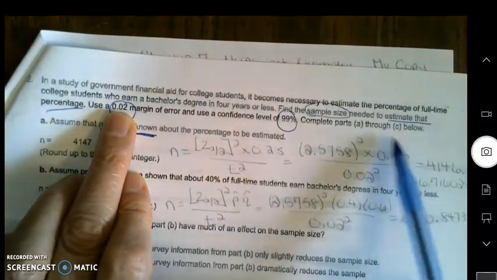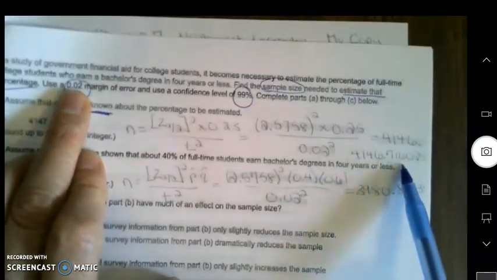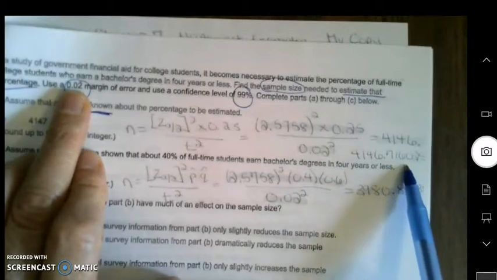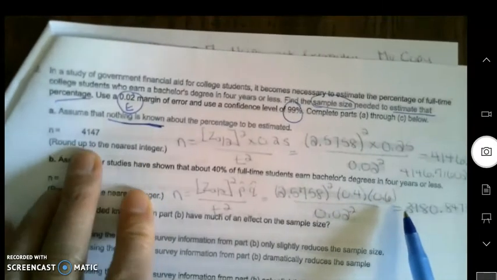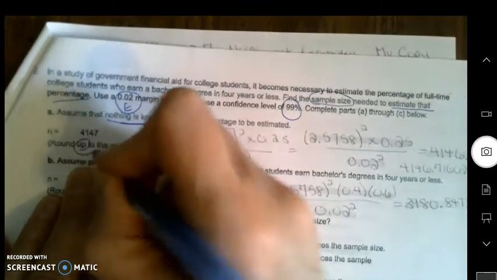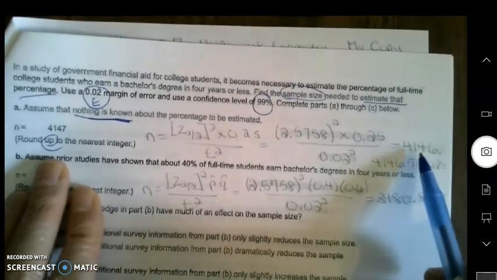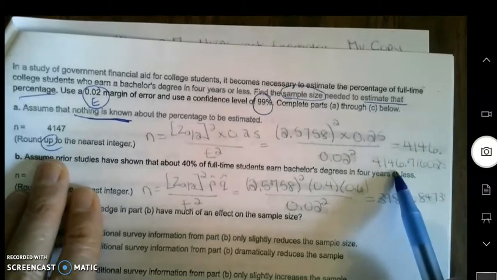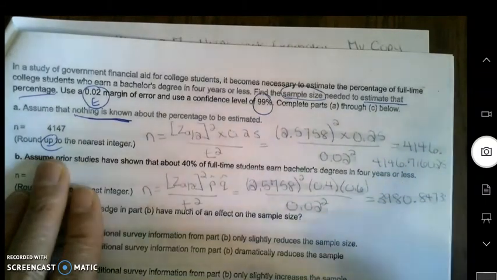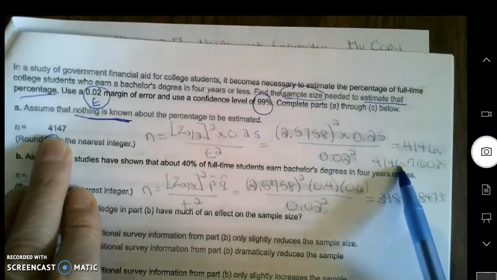Okay, if you go ahead and plug that in your calculator, you always want to round it up. They mention that in the book. I think it even says in the homework, yep, it says to round up to the nearest whole number. So even if you get something like 4,145, you always round up because it's better to sample one person too many than too little. So if I round it up, it's 4,147.